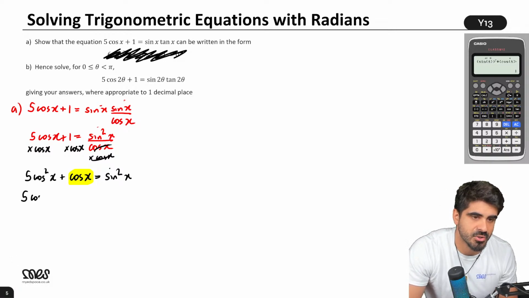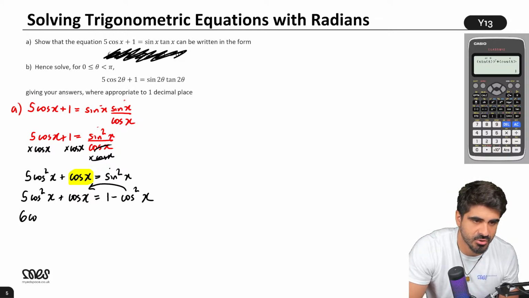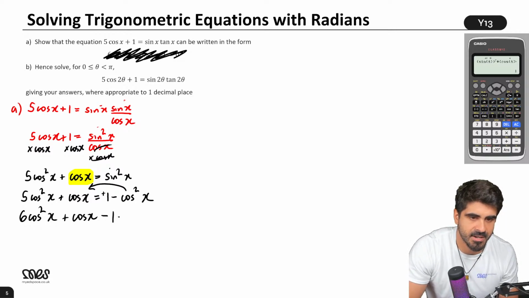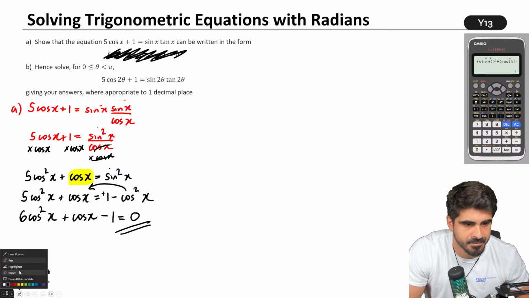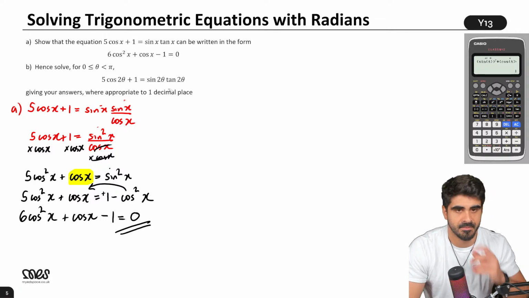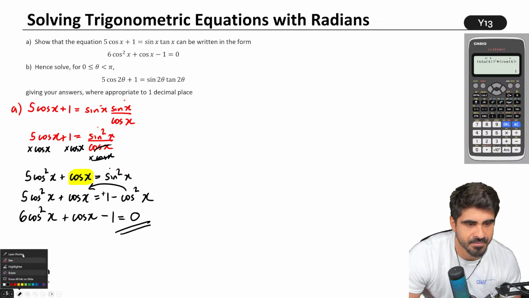So we get 5 cos squared plus cos x. We know sine squared plus cos squared is 1. So sine squared is 1 minus cos squared. And we're going to move everything to this side. So we add the cos squared, we get 6 cos squared. We have the cos x here. And this positive 1 on the other side is minus 1 is 0. Okay. Then you can just double check. Yeah, there we go.